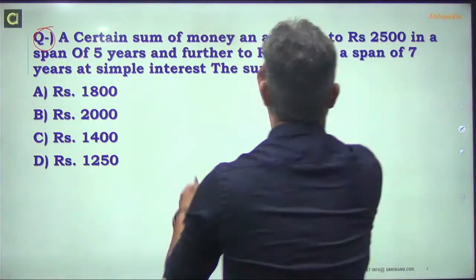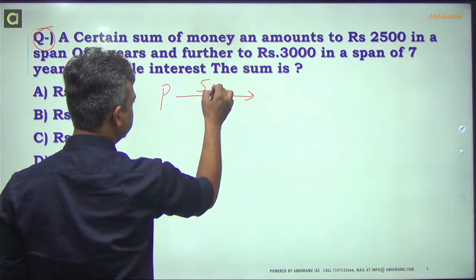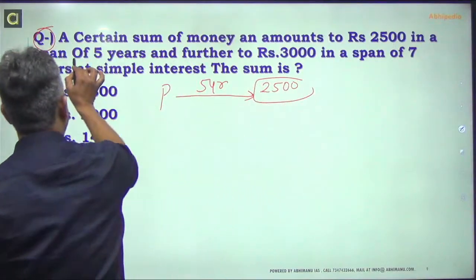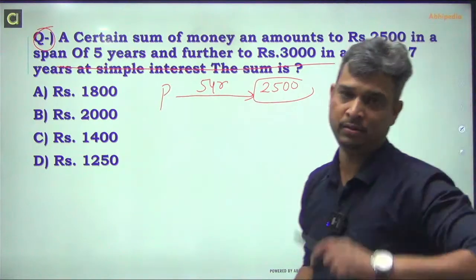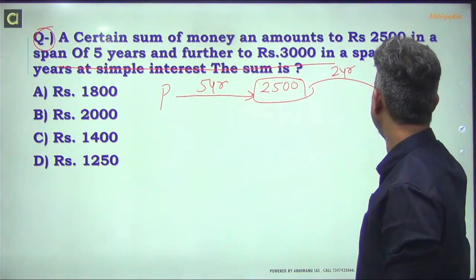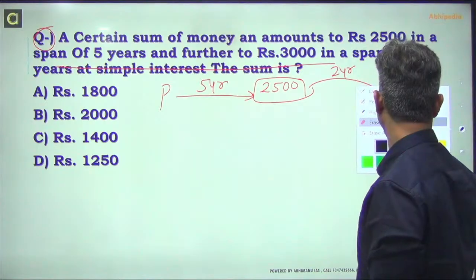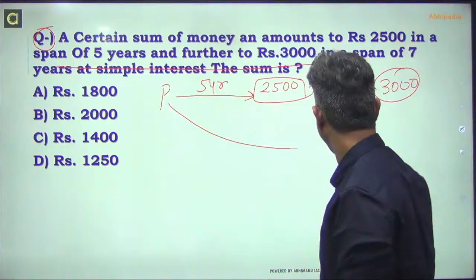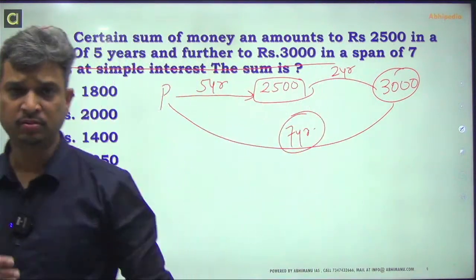A certain sum of money amounts to 2500. It means if principal is P, after 5 years we are getting an amount of 2500. And further 3000 in a span of 7 years from the starting. That means after the next 2 years, we are getting an amount of 3000 from 7 years from the starting, isn't it? Yes or no? The question is saying.